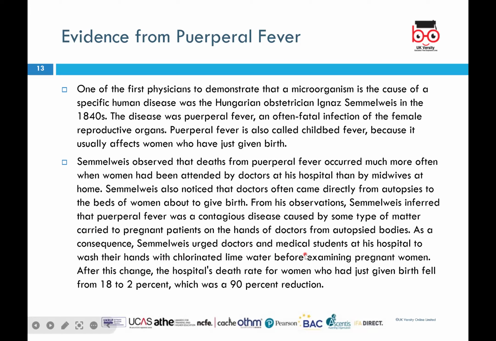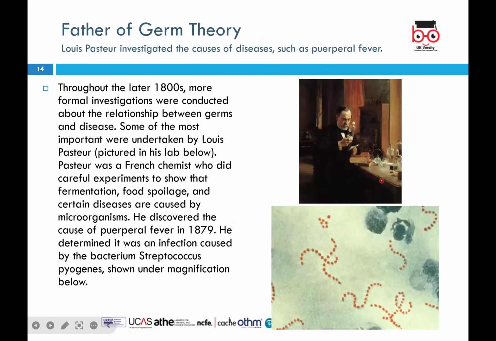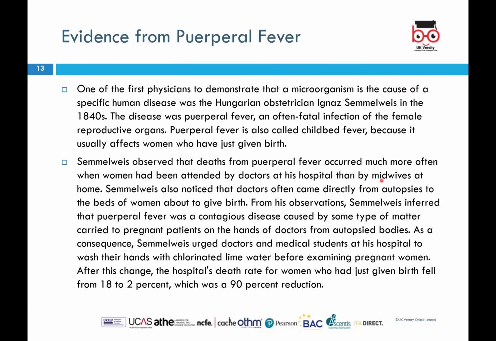Semmelweis then urged doctors and medical students at his hospital to wash their hands with chlorinated lime water before they examined pregnant women. After this change, the hospital death rate for women who had just given birth fell from 18% to 2%, which was a 90% reduction, which is a big wow. So this is what just hand washing caused. Imagine what other PPEs would do. So this is evidence from puerperal fever.